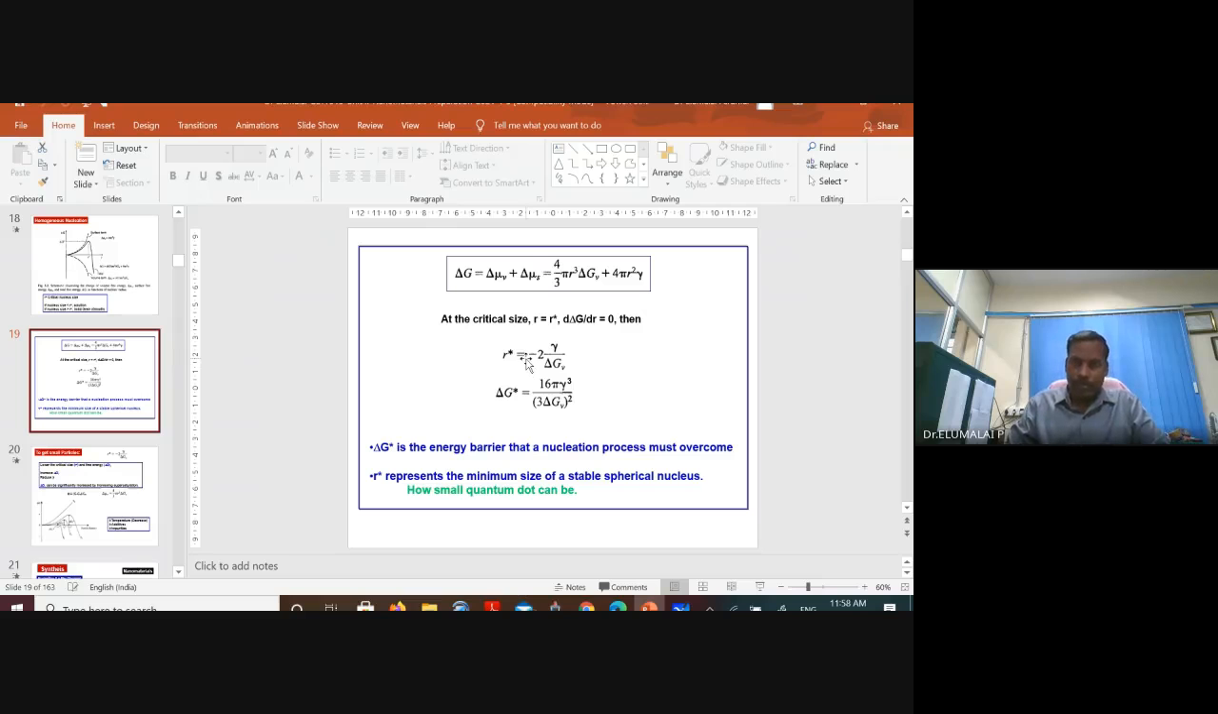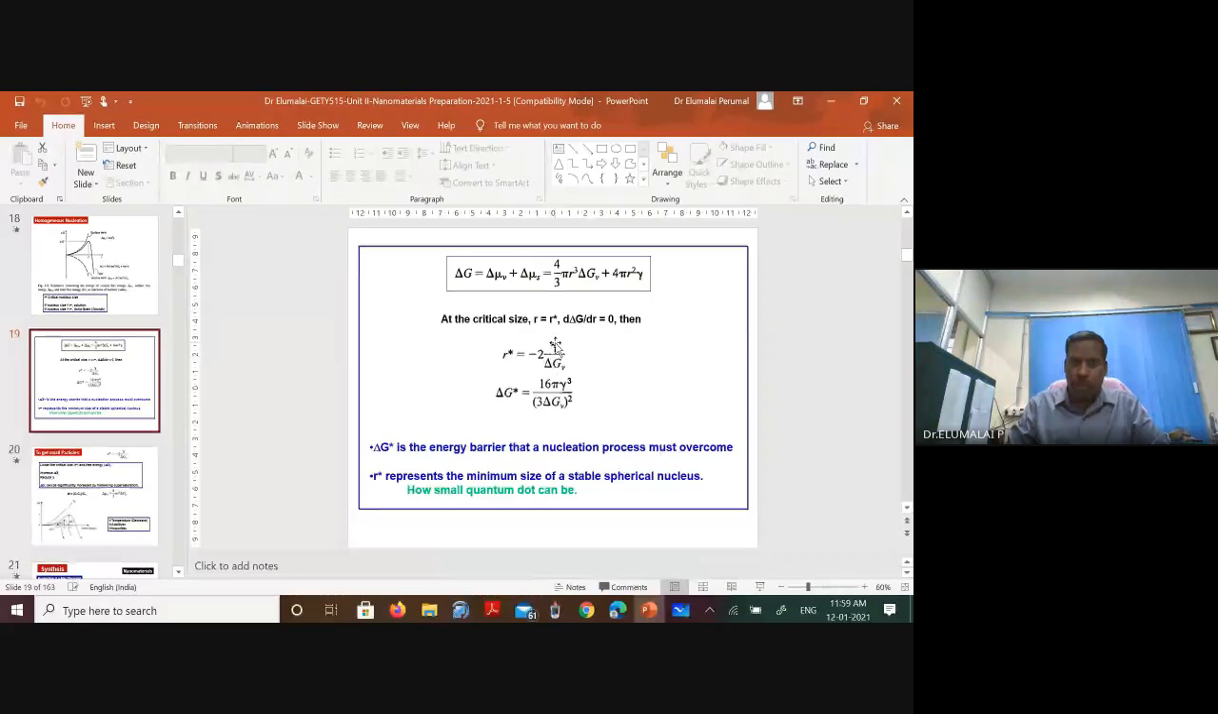This is what you will get. R star is equal to minus 2 gamma divided by delta GB. Once you know R star, you substitute R star in this place and you will be able to get G or G star. This will be equal to 16 pi gamma cube divided by 3 delta GB.